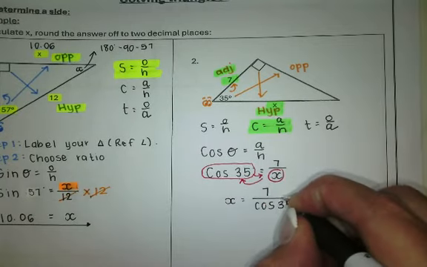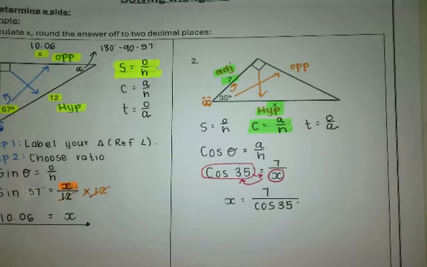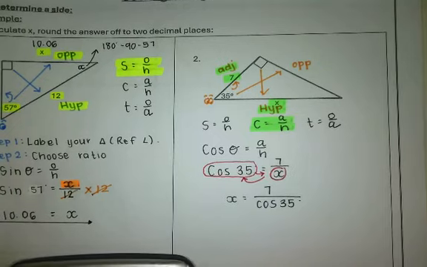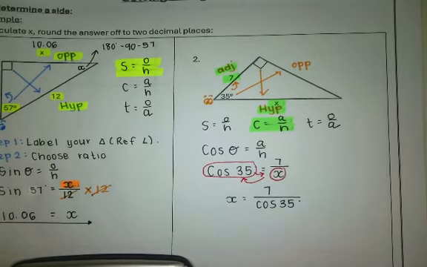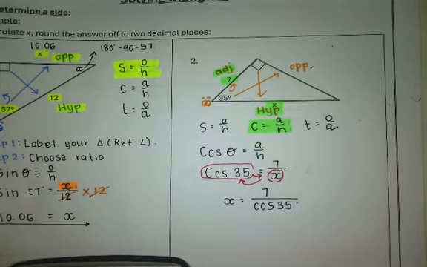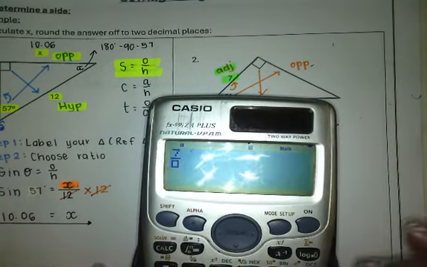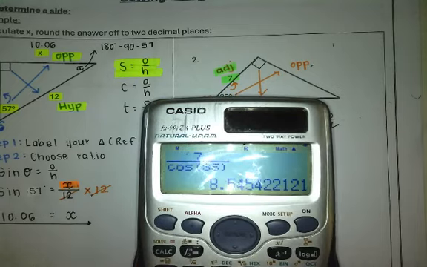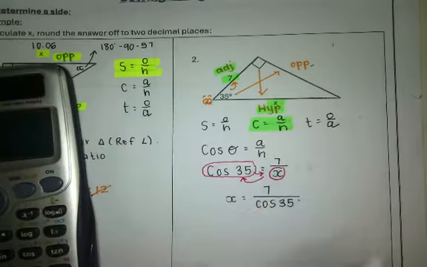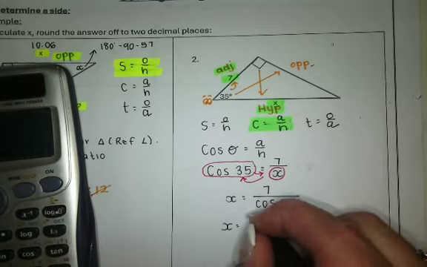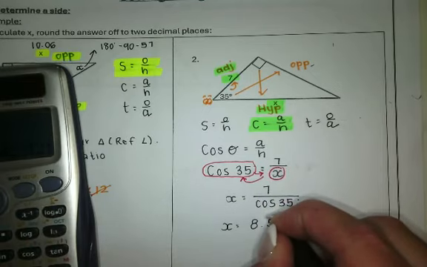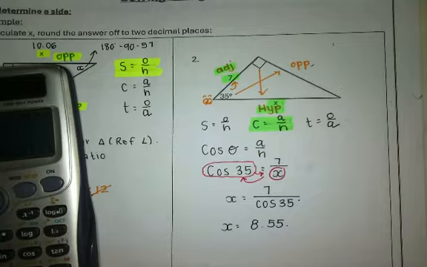over cos 35. The only time we use the second function is when we're trying to work out the angle. Into your calculator, just like it is, 7 over cos 35, and your final answer is 8.55. So x is going to be 8.55.